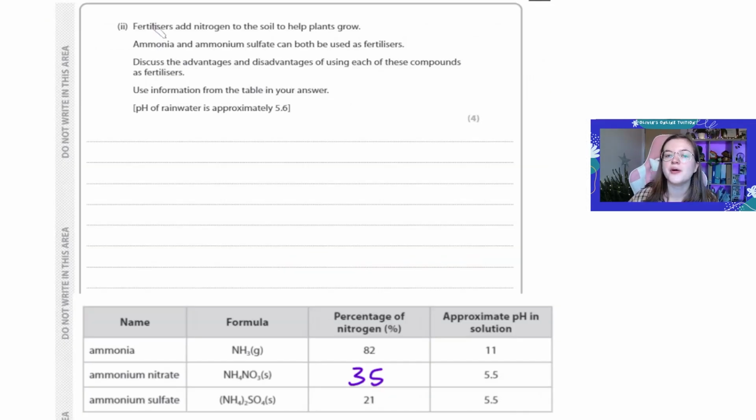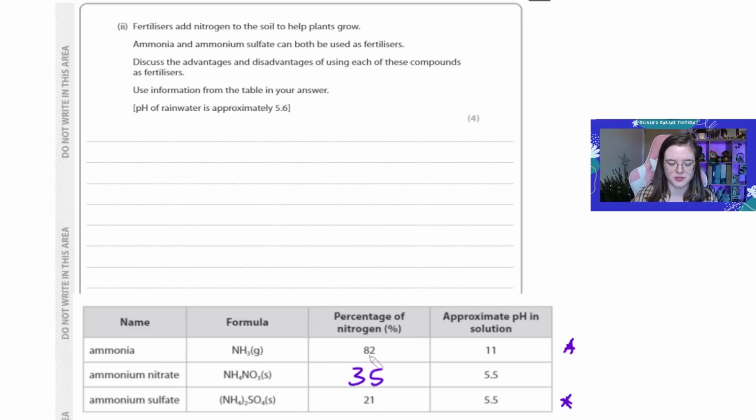On we go. Part 2 then, the last part. Fertilizers add nitrogen to the soil to help plants grow. Ammonia and ammonium sulfate can be used as fertilizer. Discuss the advantages and disadvantages of using each of these compounds as fertilizer. Use information from the table in your answer. The pH of rainwater is about 5.6. Okie dokie. So we're comparing ammonia and ammonium sulfate.